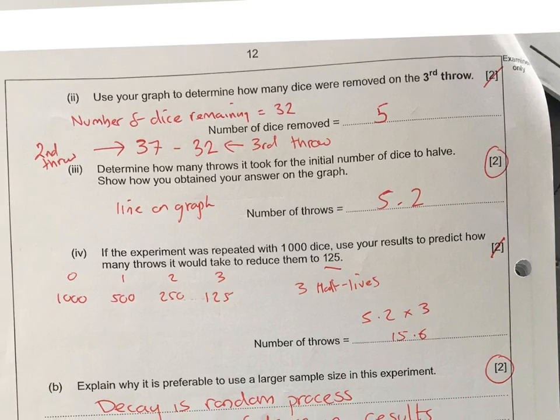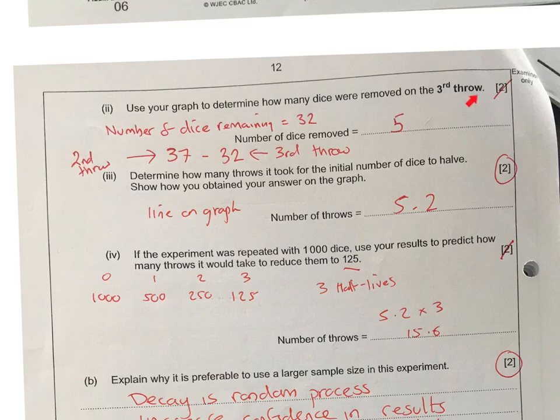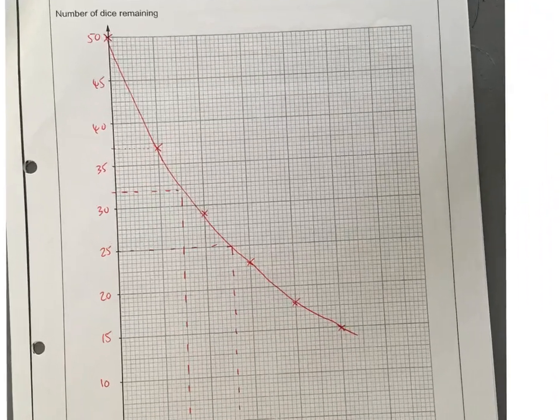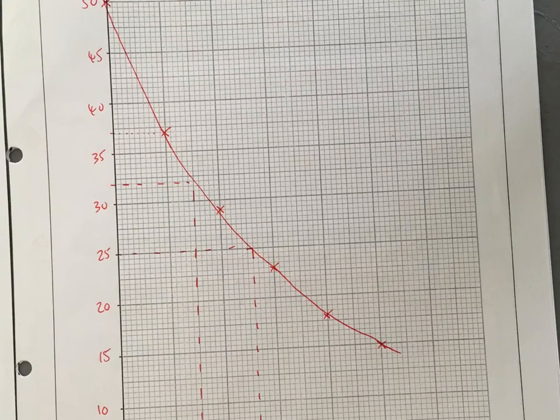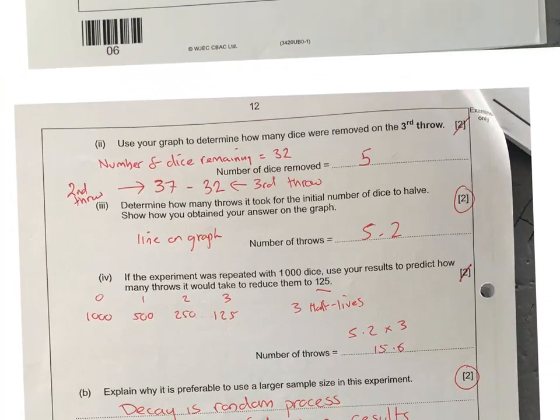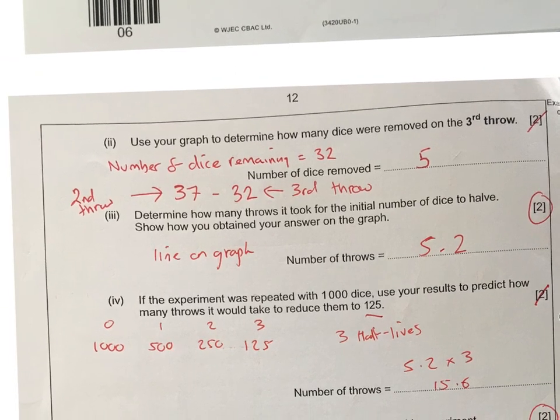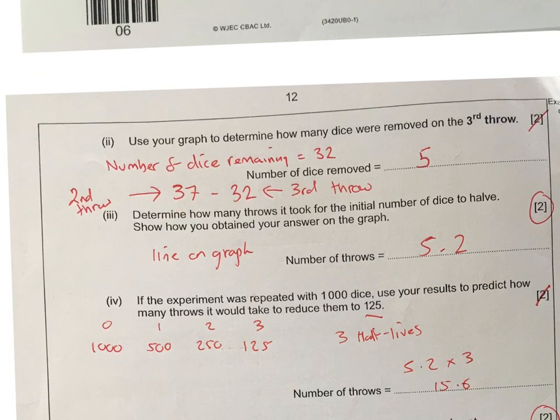Right, so this one is a tricky one, and you can see I've crossed out the mark there because this is tricky. So I think I've gone to my graph and I've said there's 32 dice. Is that right? Yeah, so 32 there. You can see on the roll that they've given me, originally there was 37 left, minus the 32, so that leaves us with 5 on our second throw. So second throw, 37, third throw, 32, 37 minus 32 is going to give us 5. That's how many dice were removed.